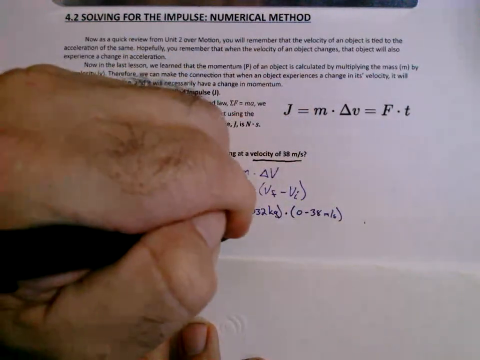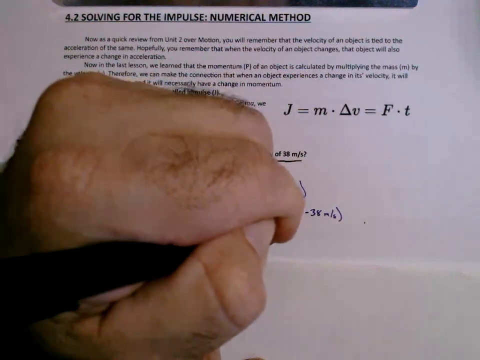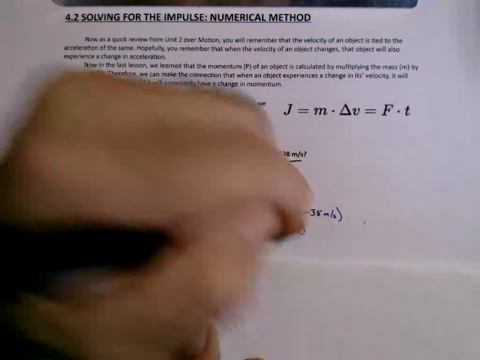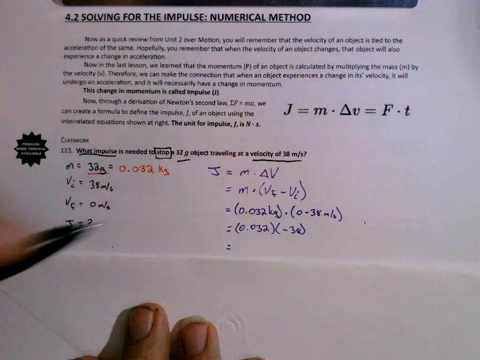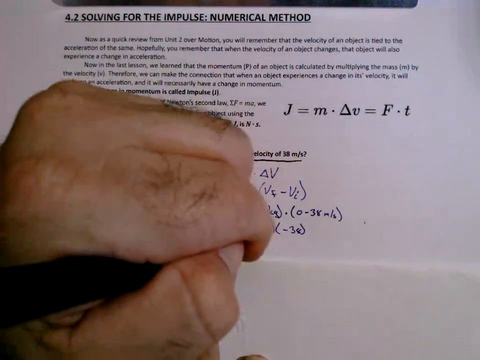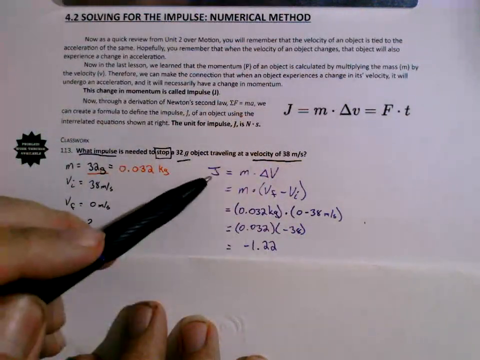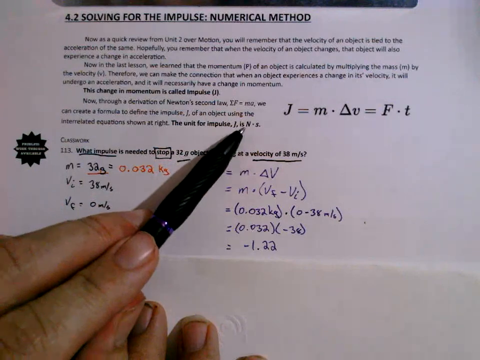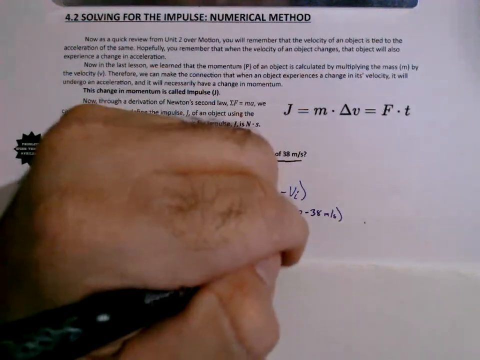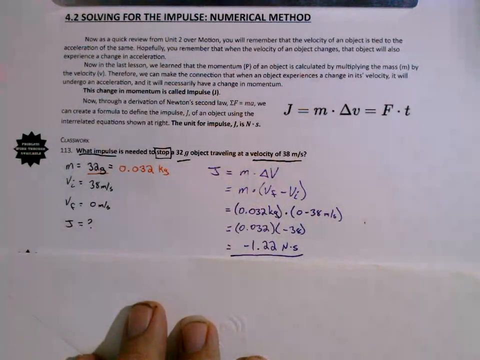So we have 0.032 multiplied by negative 38. That gives us a grand total of negative 1.22. And the unit for impulse is going to be Newton seconds, so N·s. And that is our answer for this problem.